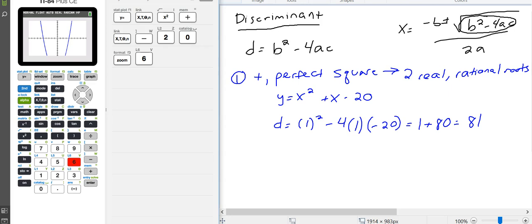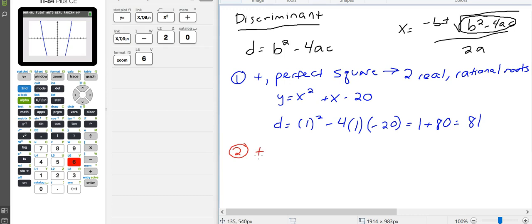We can have the calculator tell us. We're not going to spend time on it now. You can check it on your own using the calc menu. But this parabola does cross the x-axis exactly at x is equal to positive 4 and at x is equal to negative 5.